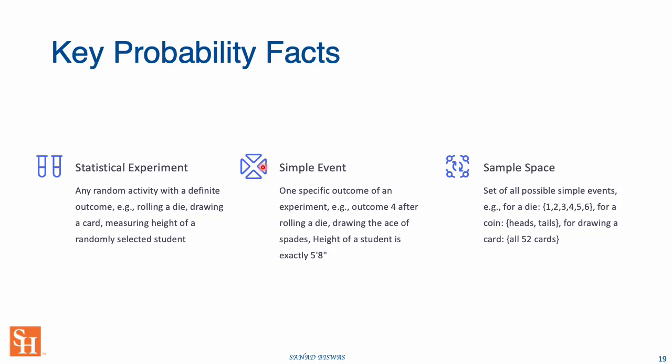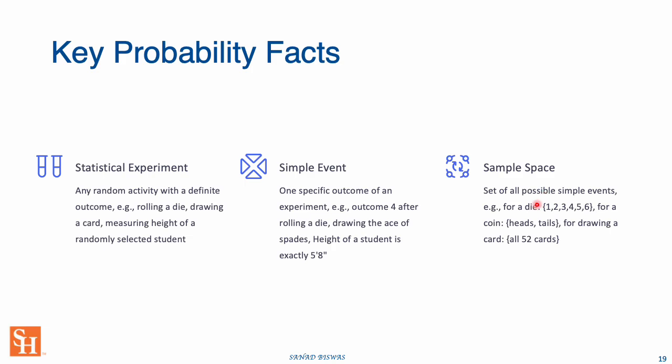And what do you mean by simple event? One specific outcome of an experiment is known as a simple event. For example, outcome 4 after rolling a die, or drawing the ace of spades from a deck of cards, could be a simple event. And what is sample space then? Sample space is the set of all possible simple events.